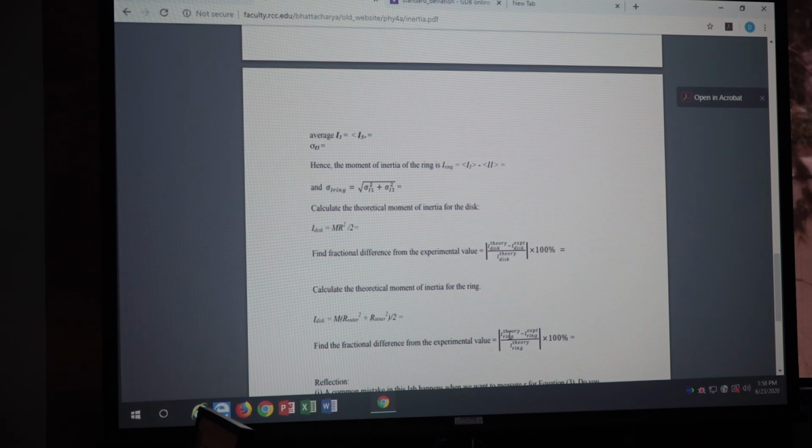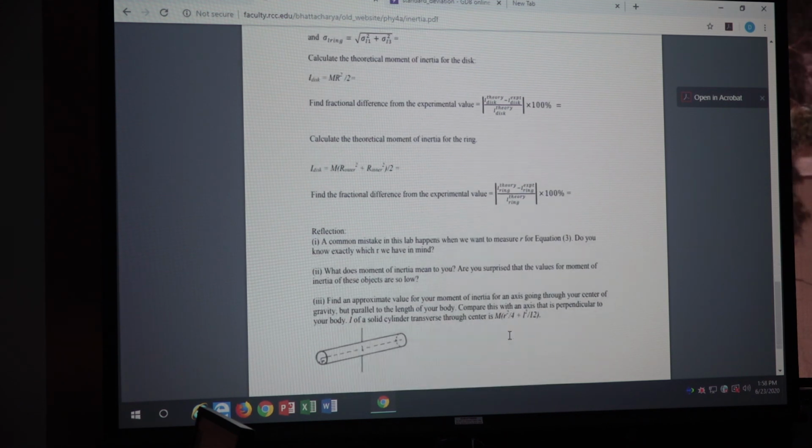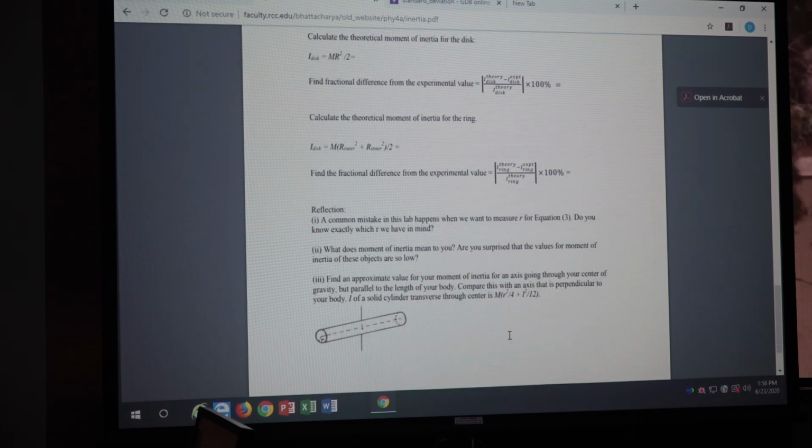So these fractional errors are the lowest for them. The way we end this lab is just to think about a couple of things. One of them was a common mistake when we want to measure the R for equation 3. This R is basically not the radius of the disk or the ring that I just gave you, which is a very large number, like 12.5 centimeter. But it's only a few centimeter, right?